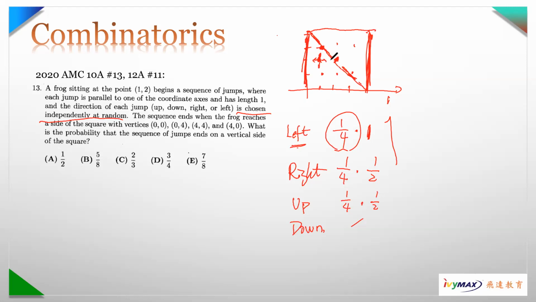Okay. What if it goes down? You can find this is a point on another diagonal, right? So it should be the same situation. All right. So this is all the cases we can have for this frog. So sum them up. Okay. So that should give you the answer of 5/8.